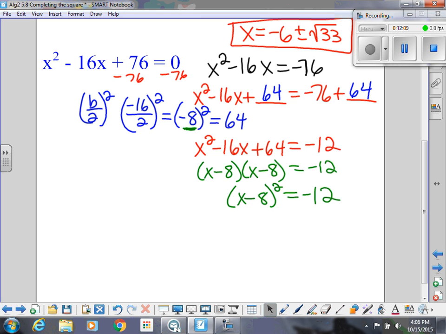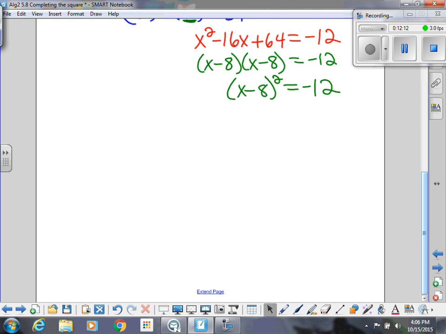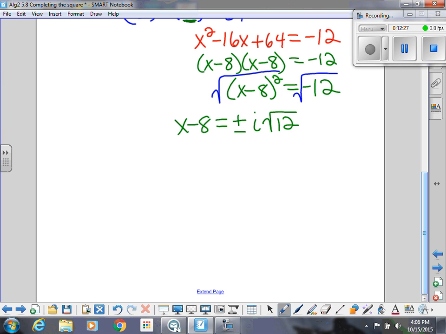Now when we do the square root part, we're going to be square rooting a negative number. Remember, we know how to handle that because we know about imaginary numbers. So I'm going to have plus or minus i square root of 12. Okay, and remember we can also pull apart the 12. That can break down into square root of 4 and square root of 3. So that's going to be 2 square root of 3. So I'm going to rewrite this. So this is x minus 8 equals plus or minus 2i square root of 3.